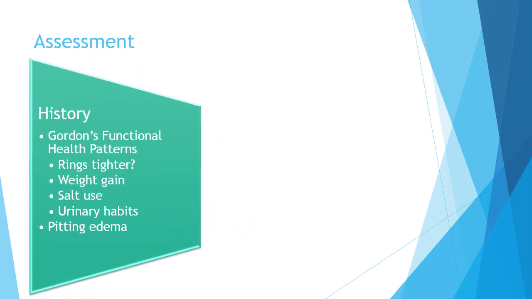Again, during the assessment phase, Gordon's functional health pattern is a great tool for guidance during an assessment. Questions you may ask are, does your ring feel tighter? Have you recently gained weight? How much salt do you use? Ask about voiding frequency and amount. Observe for any noted edema.